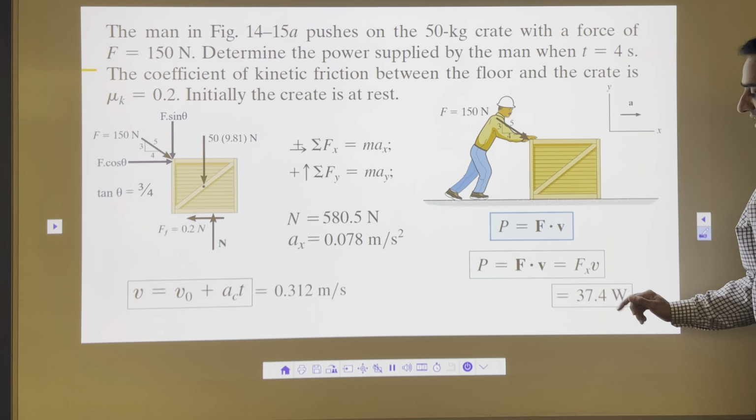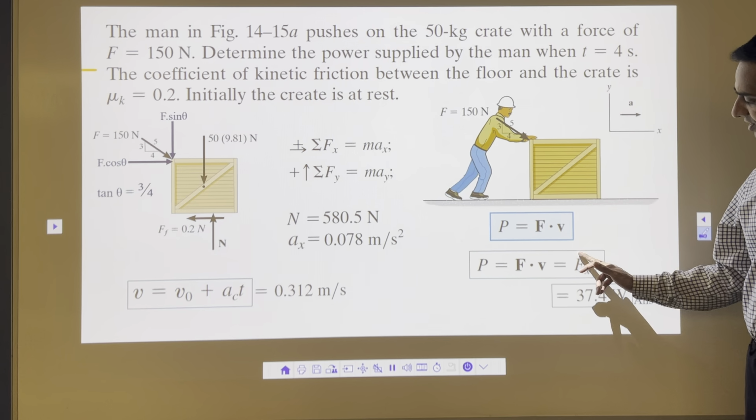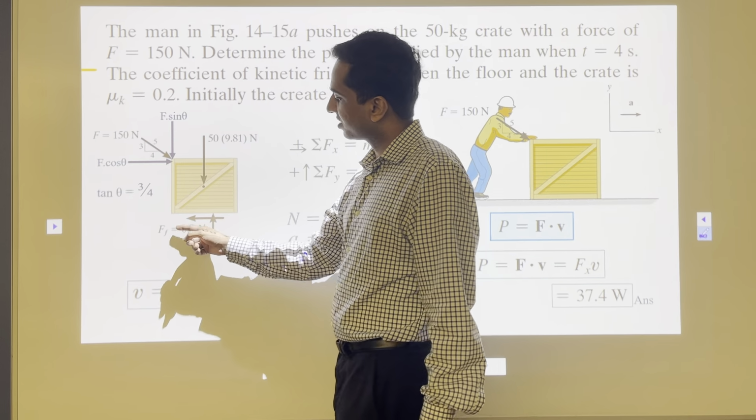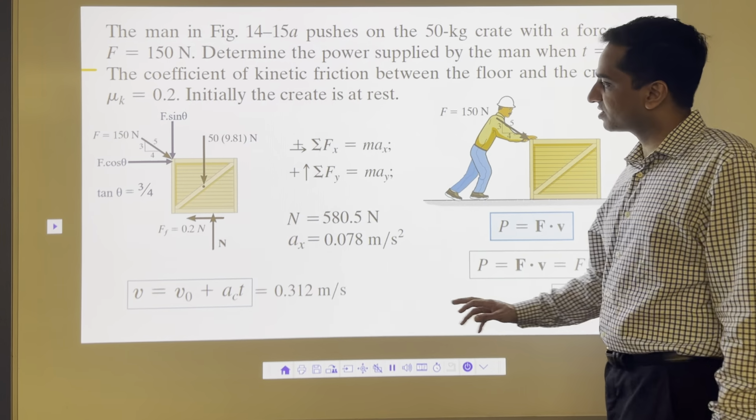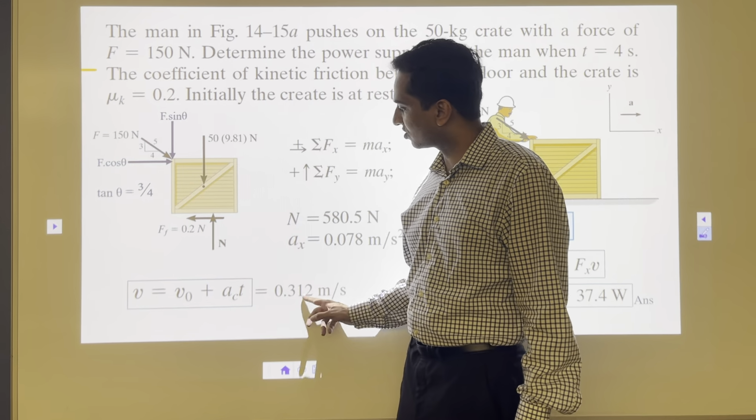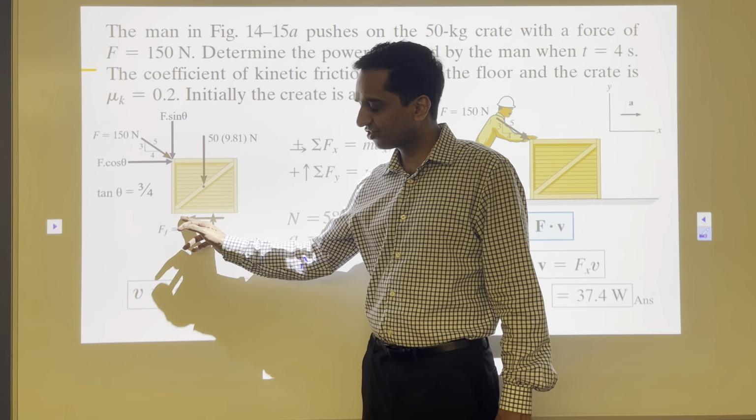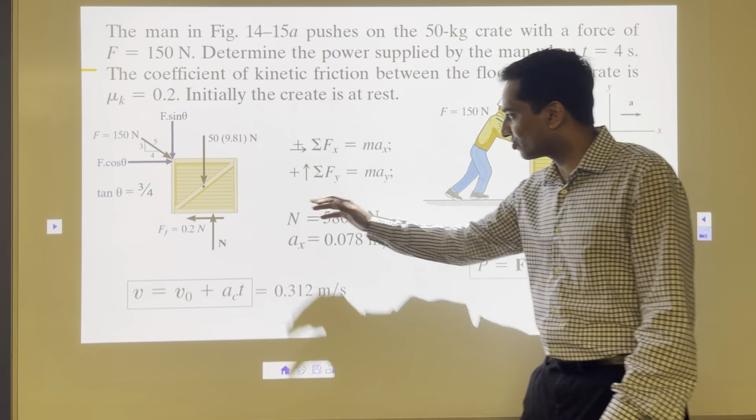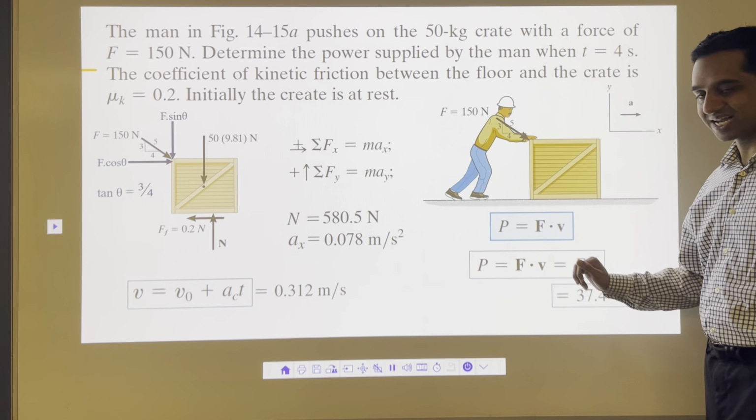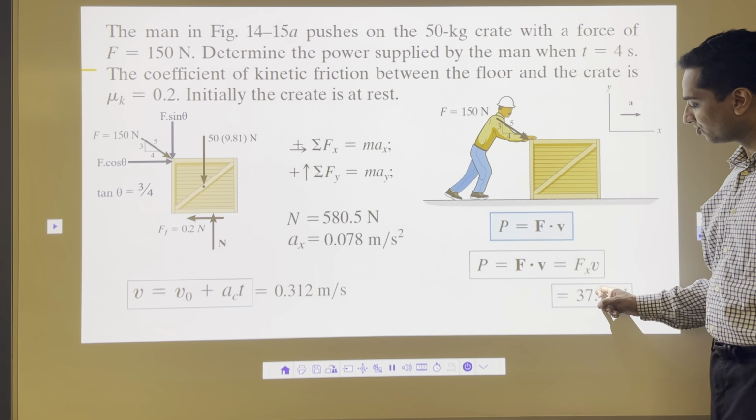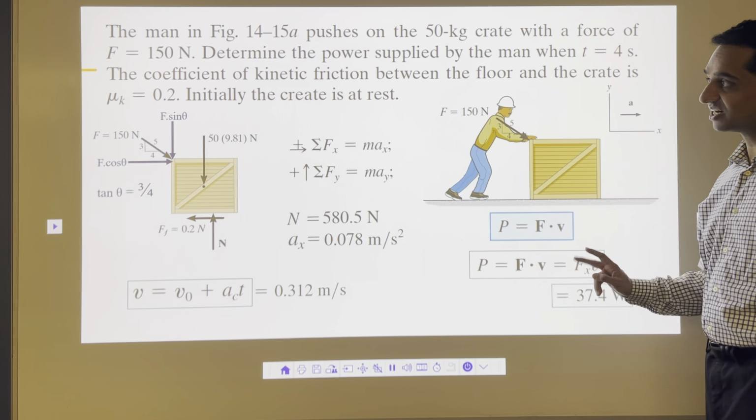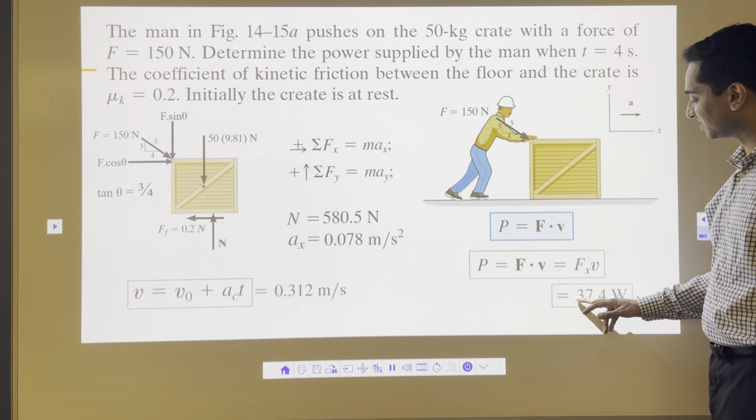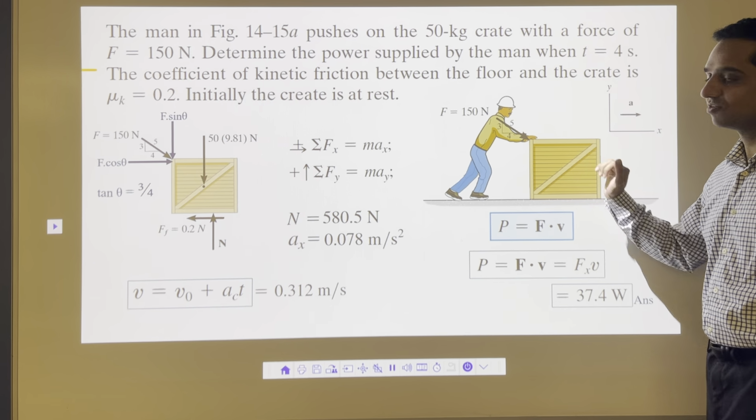That's the answer. Now you may ask the question, why do we use Fx here and not all the forces? Why are we not using this part, the force in the opposite direction? The reason is that we have already used this force to calculate velocity. The frictional force in the opposite direction is already considered here, and based on that we have the velocity. So in this case we consider only the x directional force. Fx into v, so Fx is F cos theta, that's 150 cos theta into velocity 0.312, and that comes out as 37.4 watts, the final answer for this kind of problem.